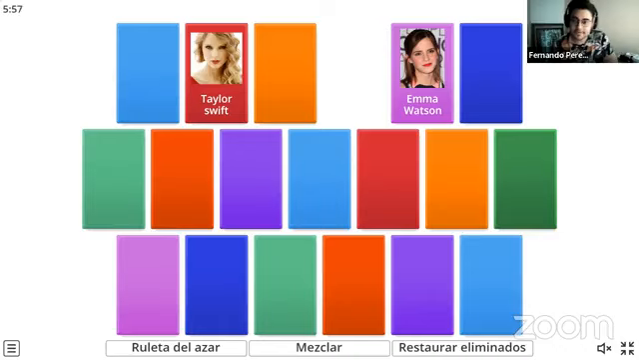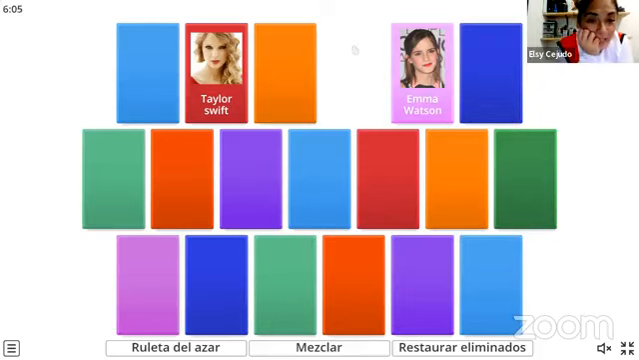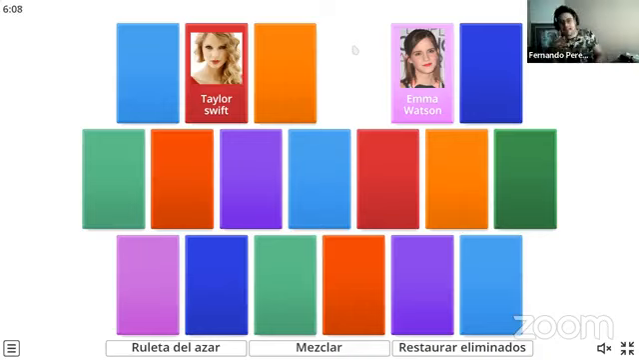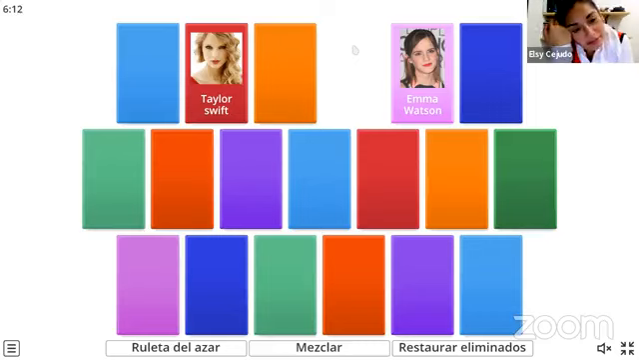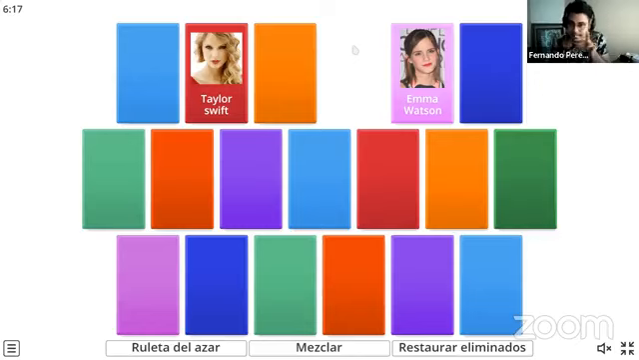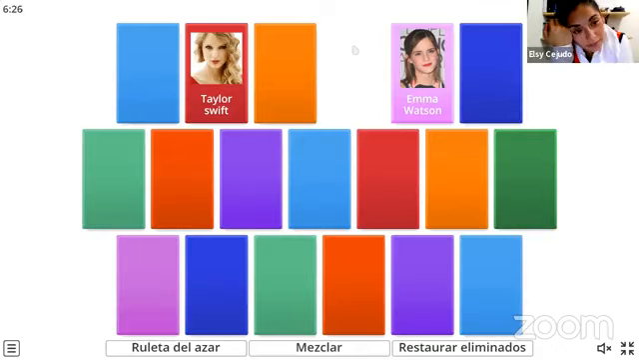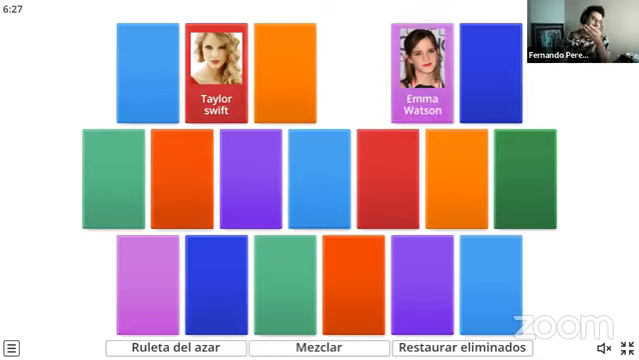Is Taylor Swift... Is Taylor Swift what? Happy? Crazy? No, it's an affirmation. So you need to switch person, verb, complement. She is Taylor Swift. Excellent question. Well, excellent affirmation.